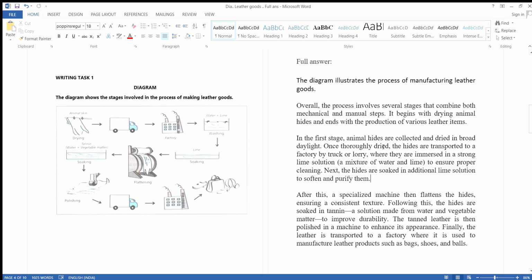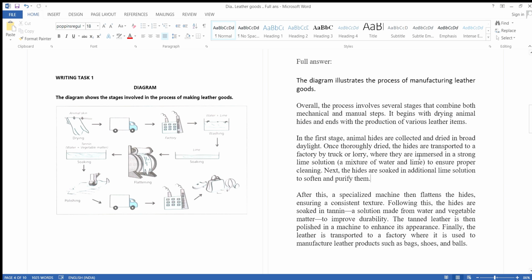And dried in broad daylight. Once thoroughly dried, that is after it is dried. So again a good word is once thoroughly dried. Thoroughly is the word for completely. It requires a comma. The sentence has begun with the word once. Once thoroughly dried, comma, the hides are transported to a factory by truck or lorry, comma, where they are immersed in a strong lime solution.